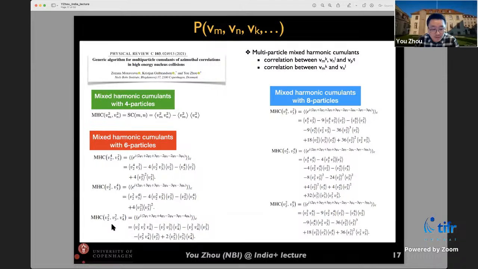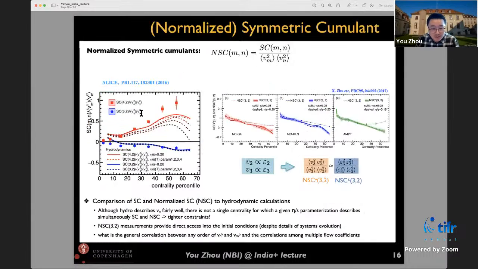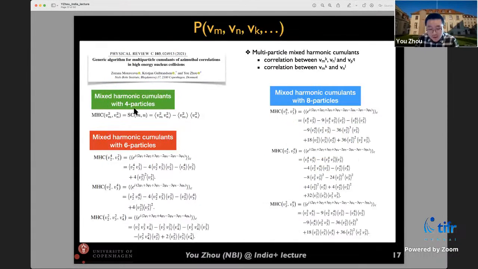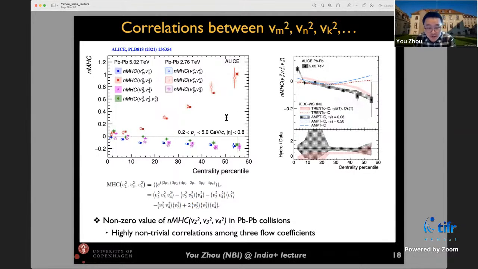And one of the examples is that you can construct your own 6-particle cumulant to study the correlation between V2, V3, and V4. So different from the previous slide, where you only look at the correlation between 2 harmonics, you can look at the correlation between 3 different harmonics, V2, V3, and V4. And this has been done also in ALICE 2 years ago.